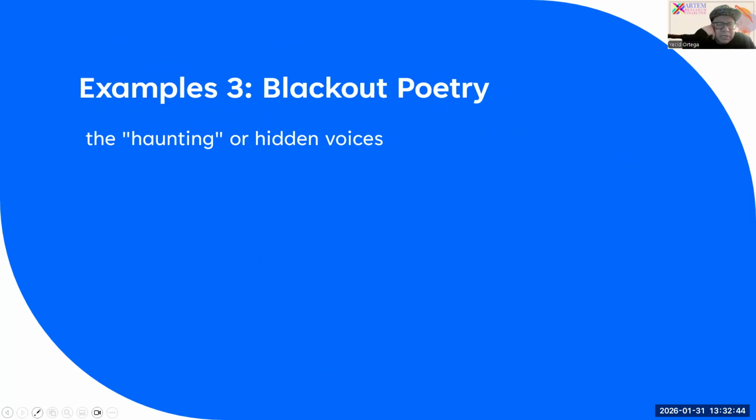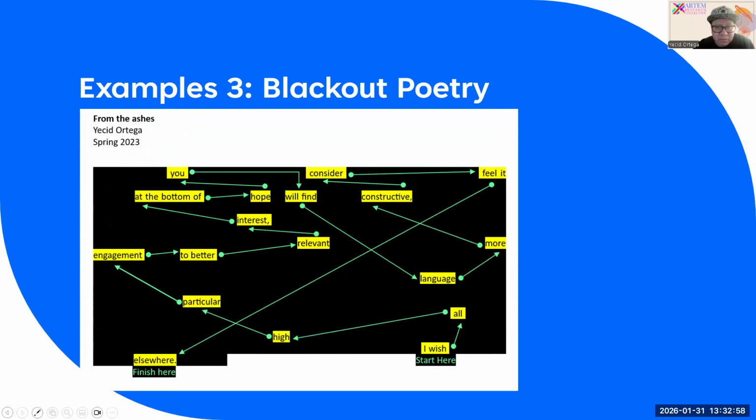Another example that I wanted to tell you about is how you can use your transcripts, or your policy documents or curriculum documents, or perhaps lesson plans that you have, or even notes that you have taken, and transform them into something that we call blackout poetry. I'll give you a couple of examples, and I even put here where I start and where I finish. So the start: I wish all high particular engagement to better relevant interest at the bottom of hope. You will find language more constructive, consider feel it elsewhere.